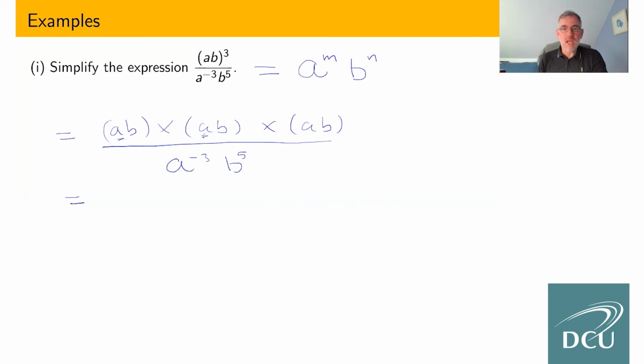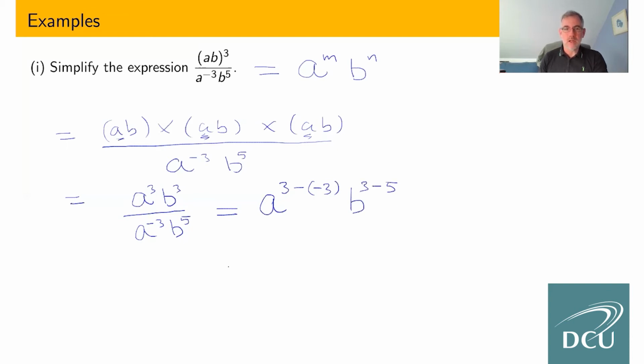So I have a times a times a, which of course is a cubed. And then all of those are multiplied by b times b times b, which is b cubed. And then that's divided by a to the power of minus 3 times b to the power of 5. So as we had in the previous example with the numbers, I can write down the powers separately. So what will I have? How many powers of a will it be? Well, there's 3 in the numerator, and I subtract the minus 3 that's in the denominator. The powers of b, we have 3 in the numerator, and we subtract the 5 that appears in the denominator.